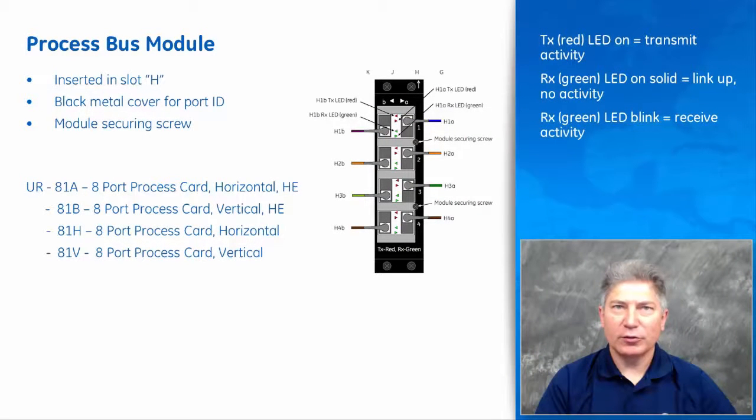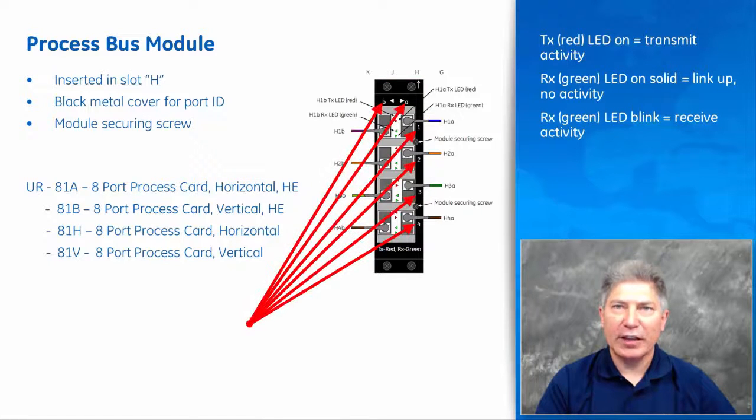The process bus module slides into the H slot of the UR chassis like other modules. In place of the typical terminal block module mounted at the rear of the UR, there is a black metal cover with a slot for the optical fiber port connectors of the process card to project through. The black metal cover is labeled to identify the port designations and their diagnostic LED indicators.